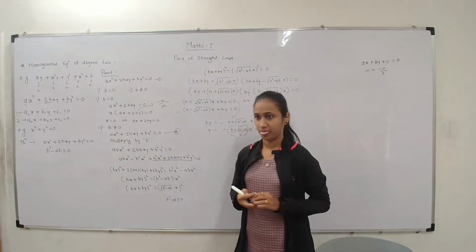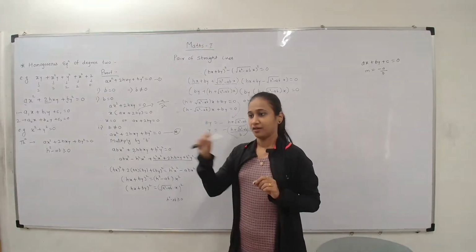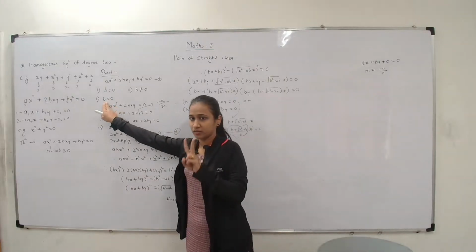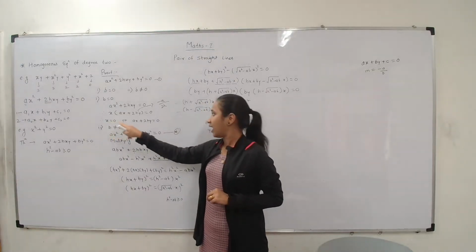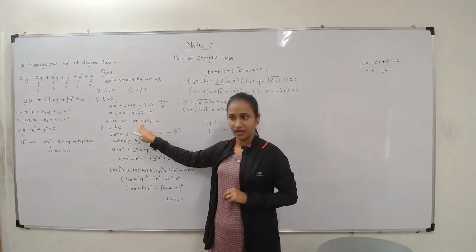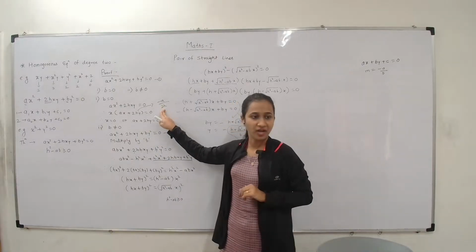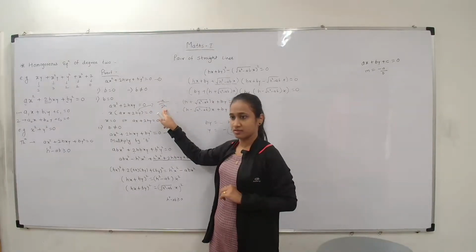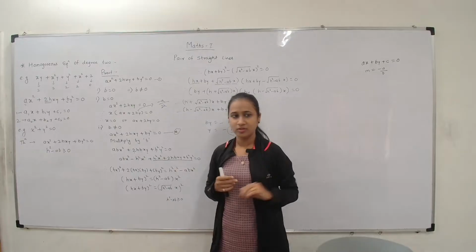So I am repeating. Fourth remark: if b is equal to 0, then you will get the two lines. The first line is x equal to 0, that is nothing but your y-axis, right? And the other line is ax plus 2hy. Consider it in the format ax plus by plus c. You will get its slope as minus a upon 2h. So this is the slope of the second line, provided h is not equal to 0. And the slope of the first line, x equal to 0, means y-axis.